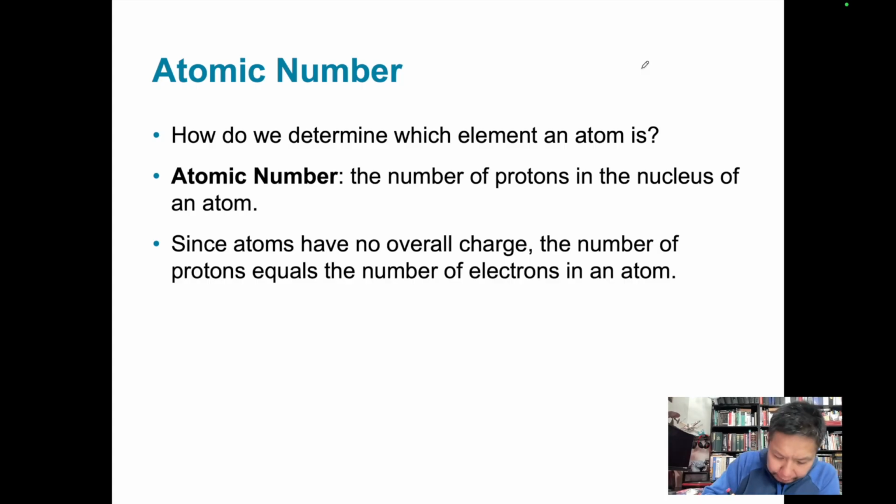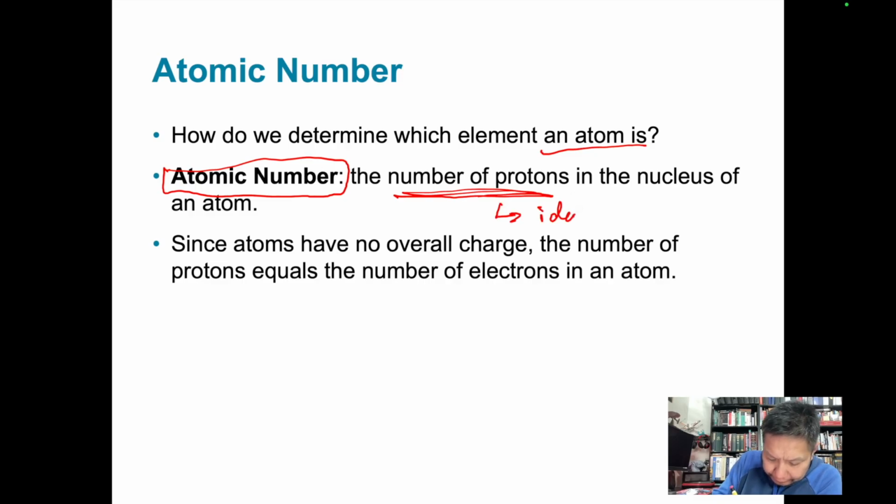So, how do we determine which element an atom is? We do it by the atomic number. The atomic number tells you the number of protons, and that means the atomic number and the number of protons tells you the identity of the atom.